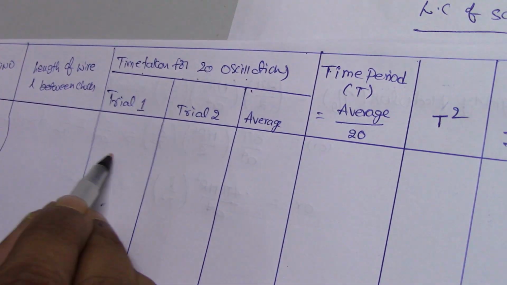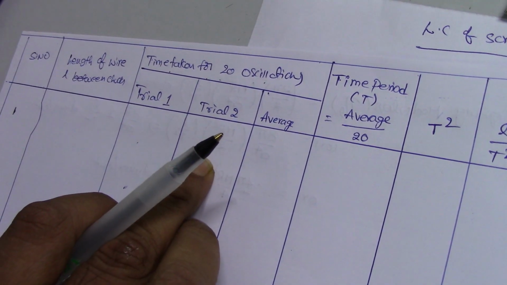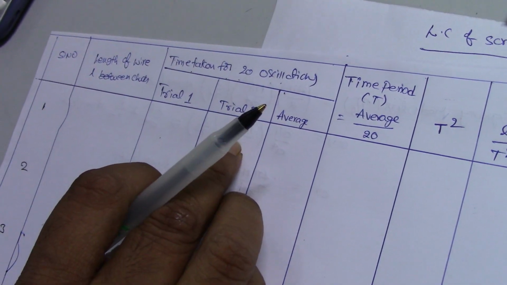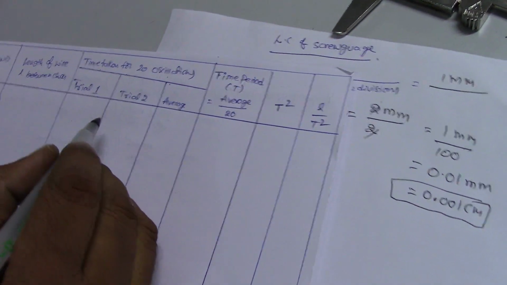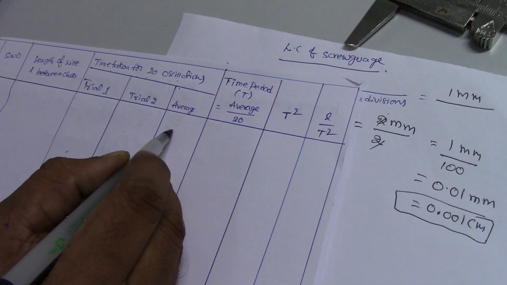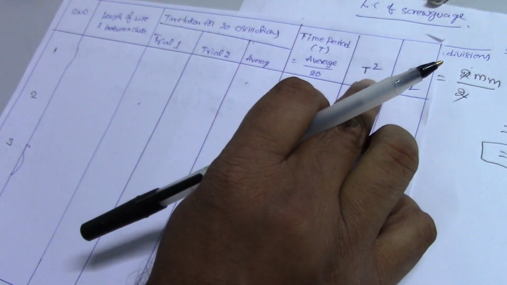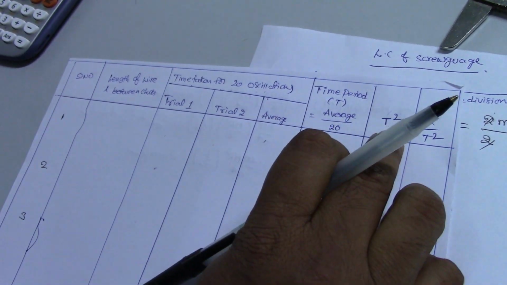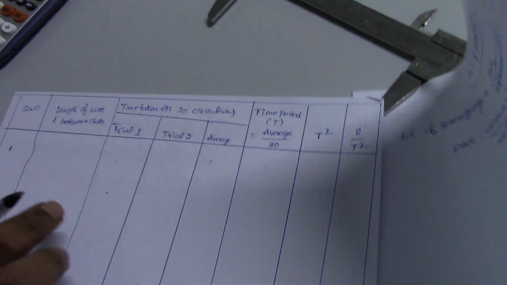Next, the time taken for 20 oscillations, trial 1 and trial 2. We will do the experiment two times, once for trial 1 and once for trial 2. I will explain how to calculate the time taken for 20 oscillations, and the average of trial 1 and trial 2 is this average. Then the time for one oscillation: we get the time taken for 20 oscillations, but I need the time taken for one oscillation. This average divided by 20 is the time period, indicated with t. Then t square of this t, and L by t square, where L is the length. Let me start the experiment first.